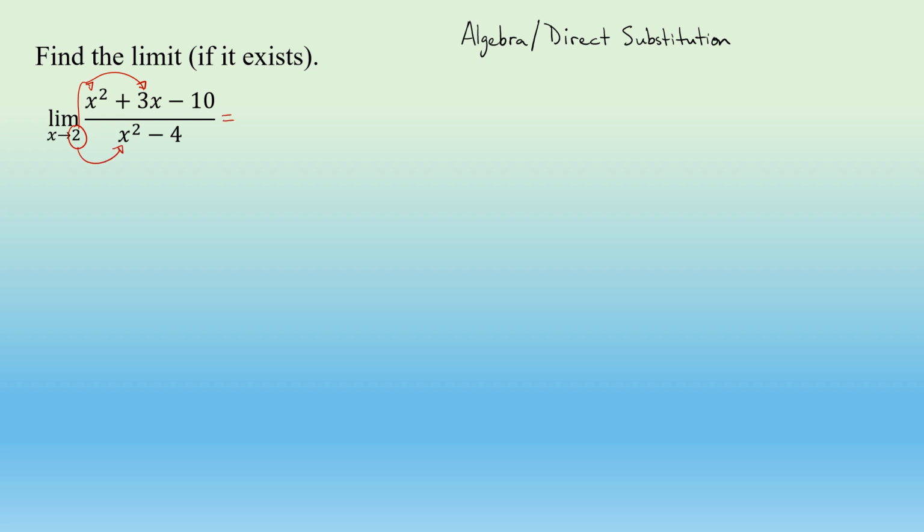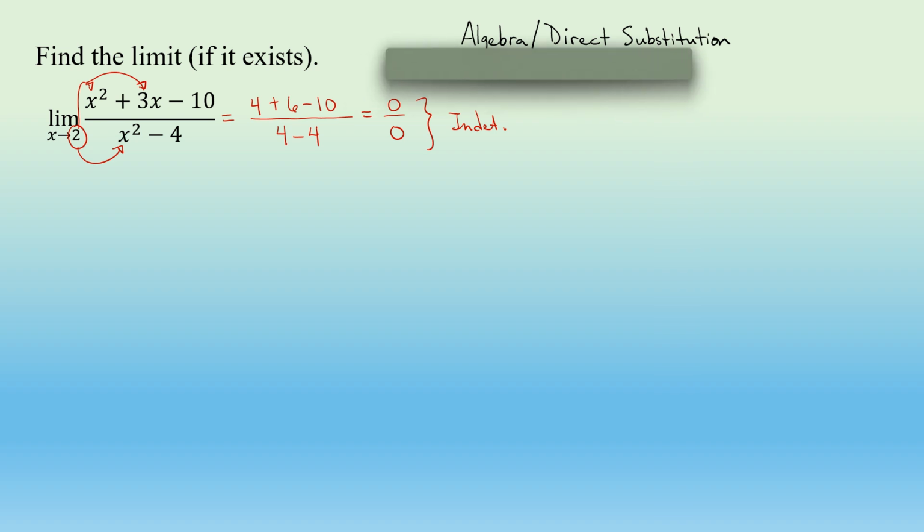So 2 squared is 4, plus 3 times 2 is 6, minus 10, all over 2 squared is 4, minus 4. So that is 0 over 0, and this again is indeterminate. So that indicates to us that we can solve this, but in order to solve it, we're going to start with some algebra techniques. So we'll go ahead and rewrite the limit.